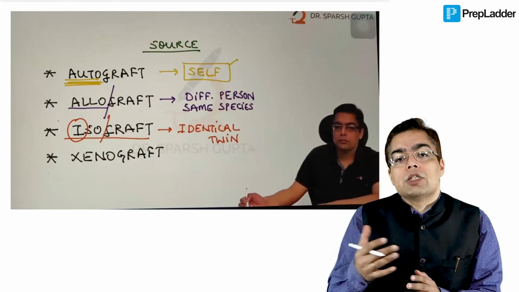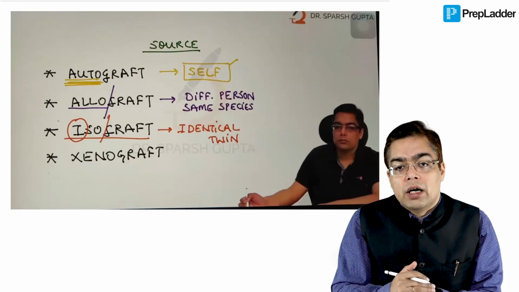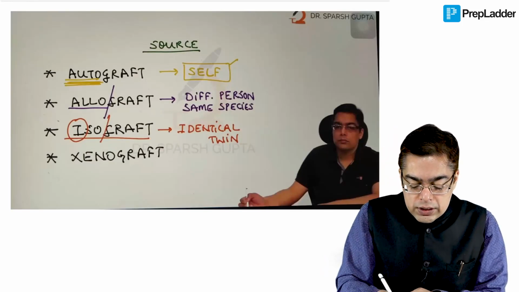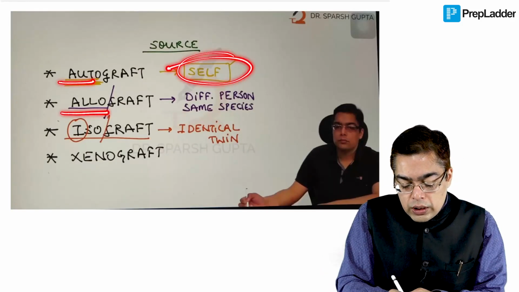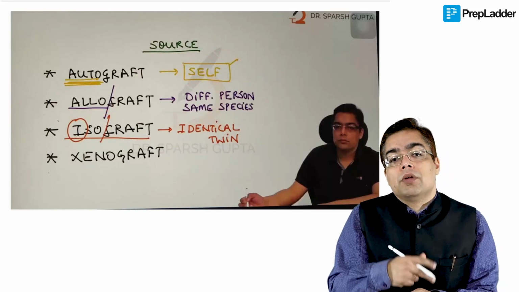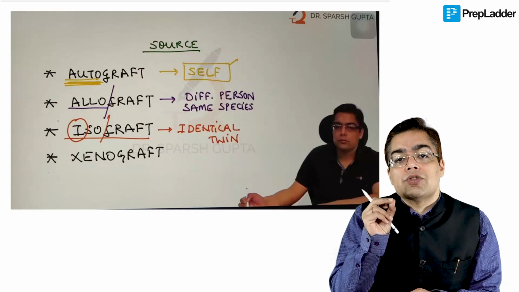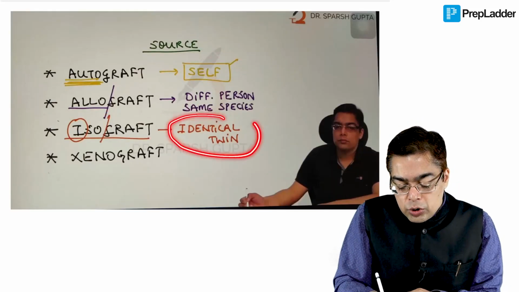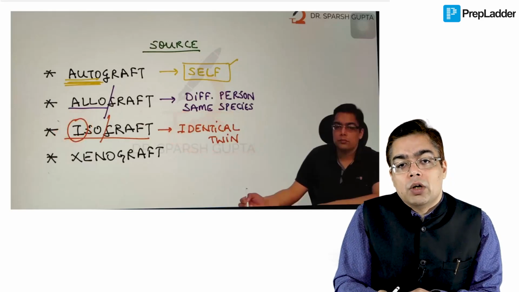The source of the transplant is going to be responsible for the 4 different types of grafts that we talk about. So we can have an autograft when it has been taken from the same individual, and an allograft taken from a different person of the same species. But when you are taking it from a different person, same species, but having the same genetic structure, that means identical twin, I for identical, I for isograft, that is the answer to this particular question.